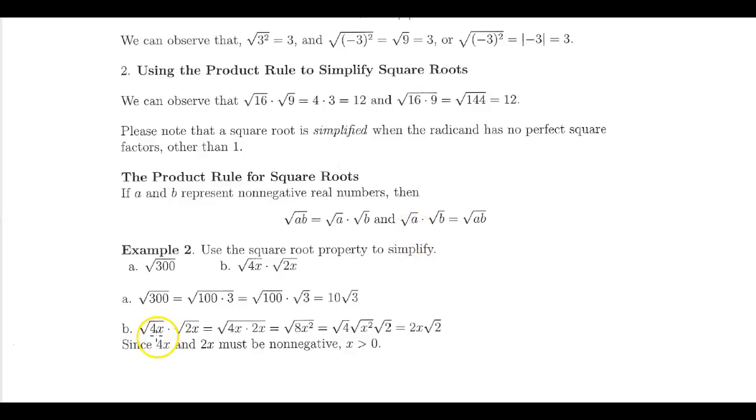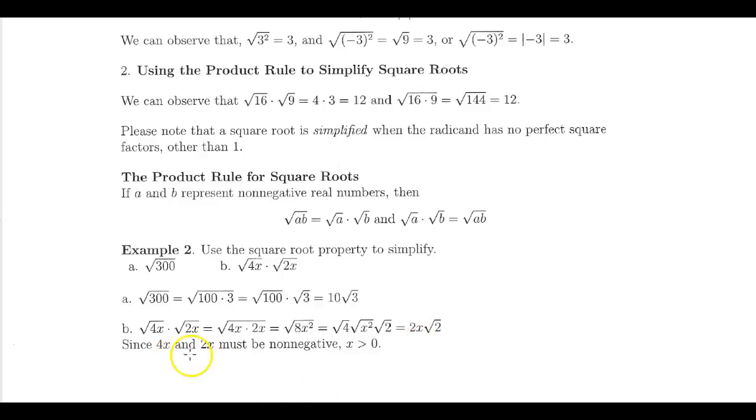So in part B, we're using this rule. The square root of 4x times the square root of 2x is the square root of 4x times 2x. So we can write the product underneath the radical. That's 8x squared. And 8 is 4 times 2. Okay, so 4 is a perfect square, x squared is a square, and we have a square root of 2. So if I take the square root of 4, that's 2. The square root of x squared is x, times the square root of 2. And so this is simplified because 2 is not a perfect square.